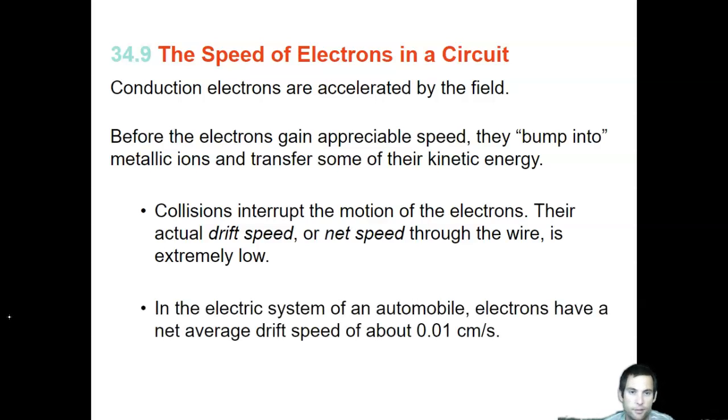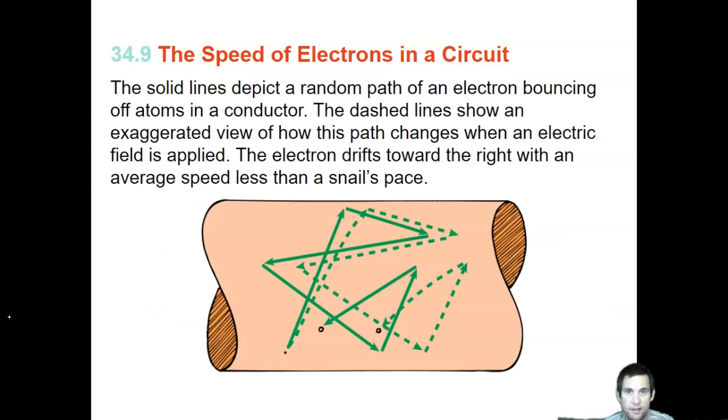In the electric system of a car, electrons have a net average drift speed of about 0.01 centimeters per second. The solid lines depict a random path of the electron bouncing off of atoms in a conductor. The dashed lines show the exaggerated view of how this path changes when an electric field is applied. The electron drifts toward the right with an average speed of less than a snail's pace.